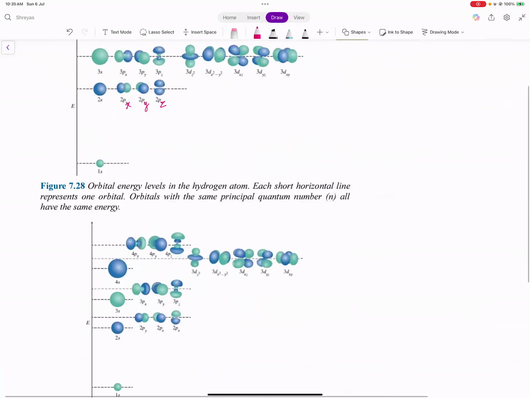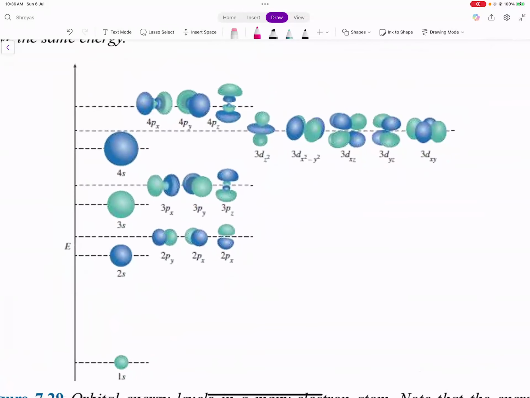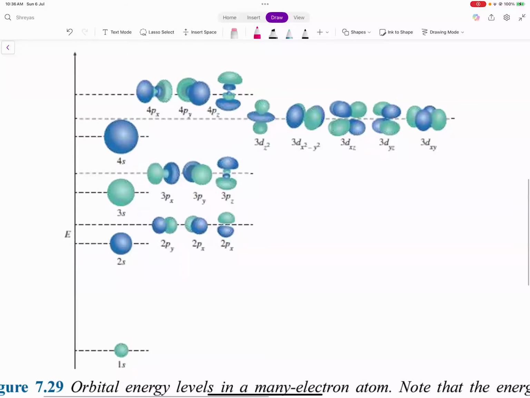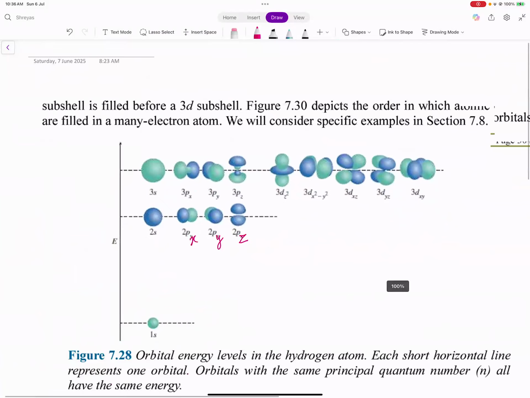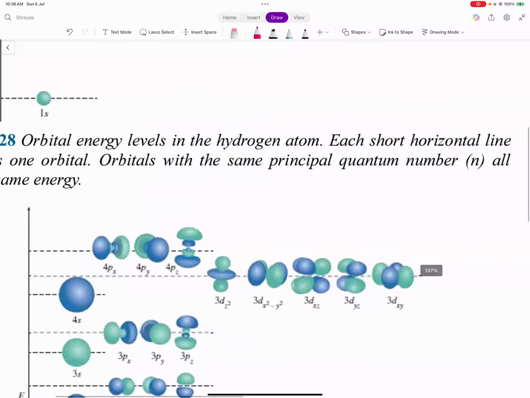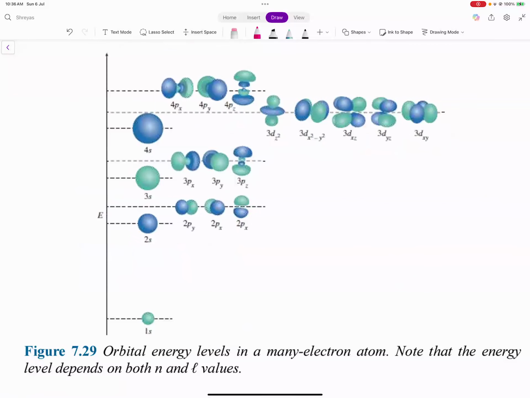But in the case of multi-electron atoms, other than hydrogen, the energy levels will depend upon the n plus l values. So higher n plus l value means higher energy. See, convince yourself.